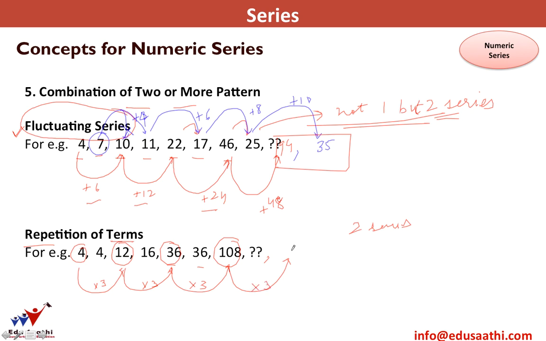So this will give you 324. Let's look at the second series here. I have 4.